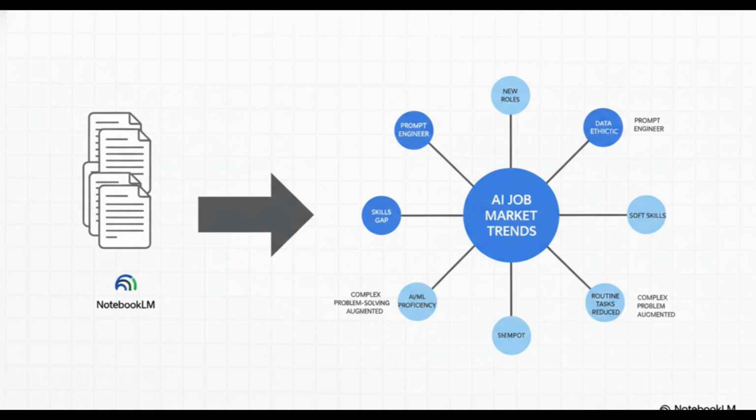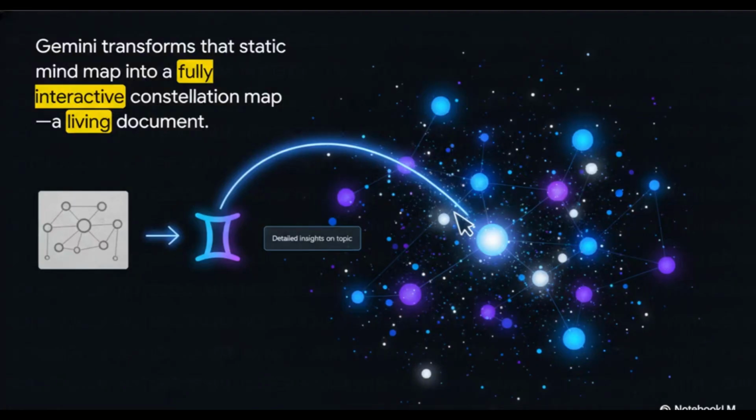It's just an image. You can't really do anything with it. But now, watch this. We take the structure from that mind map, give it to Gemini, and we ask it to build an interactive constellation map using HTML and JavaScript. And what we get back isn't an image. It's a fully interactive file you can literally open in your browser.